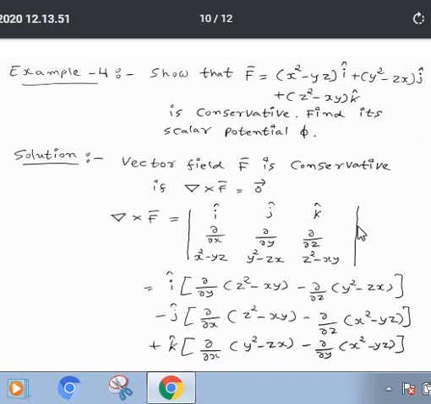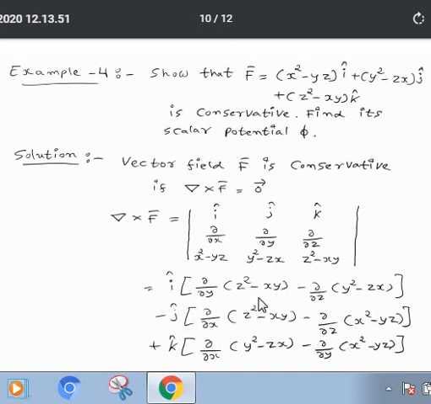Now we have to find out this determinant. i cap into minor of i cap, that will be del by del y of z square minus xy, minus del by del z of y square minus zx; minus j cap, this will be the minor of j cap. So leaving second column and first row, that will be del by del x of z square minus xy minus del by del z of x square minus yz; and finally plus k cap, del by del x of y square minus zx minus del by del y of x square minus yz.